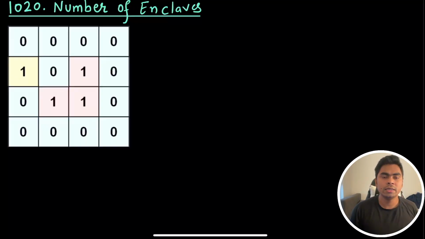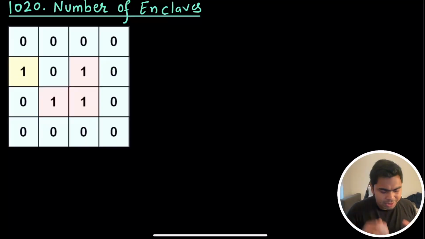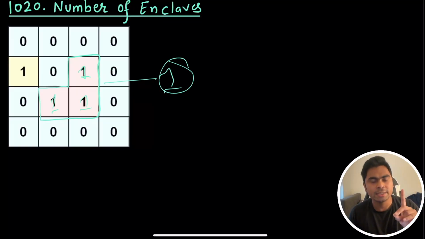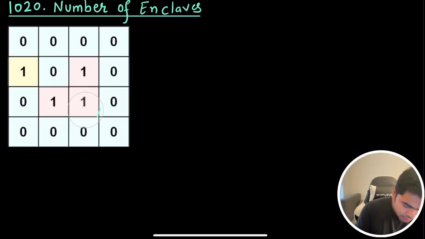I'm sure you have already solved the problems number of closed islands and number of islands. This problem is going to be exactly the same, with one minor difference: this time we are not just asking about a closed island and returning 1. We are returning 3, because this whole group actually contains 3 pieces of land which are enclaves in itself. All right, so we will be returning 3.